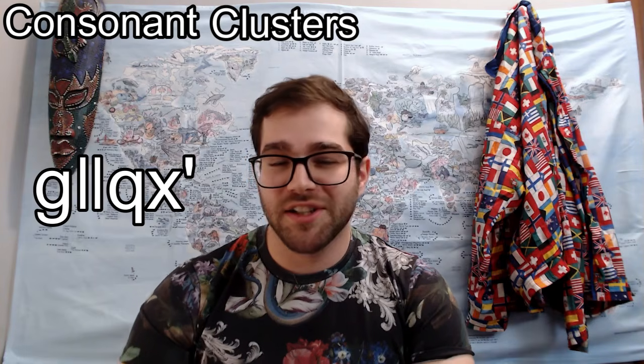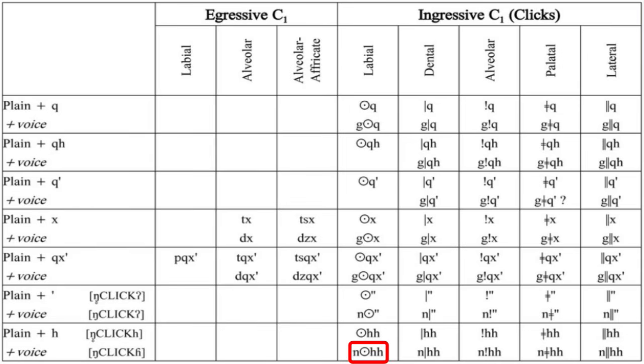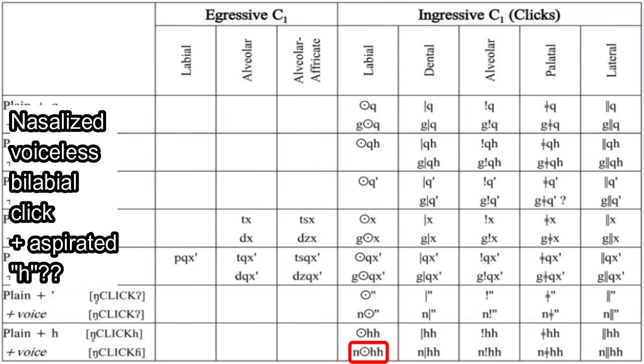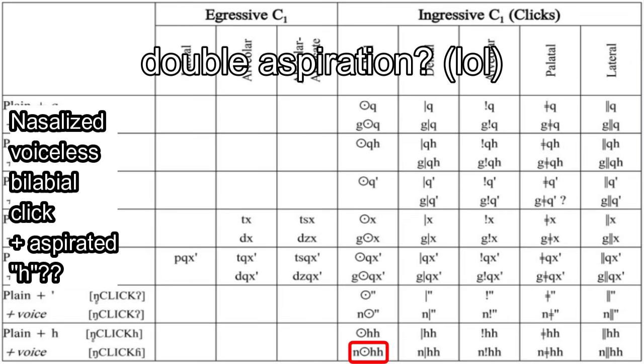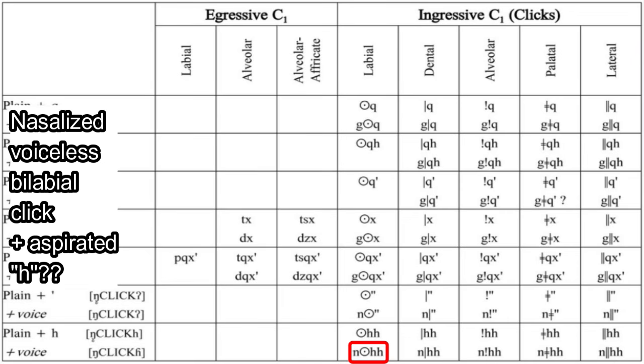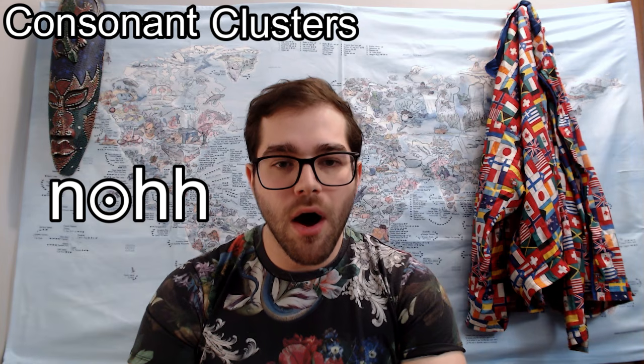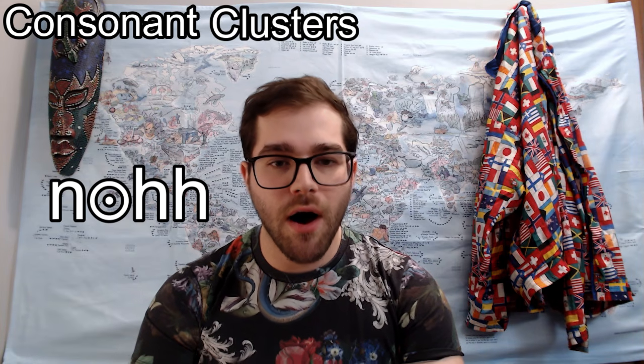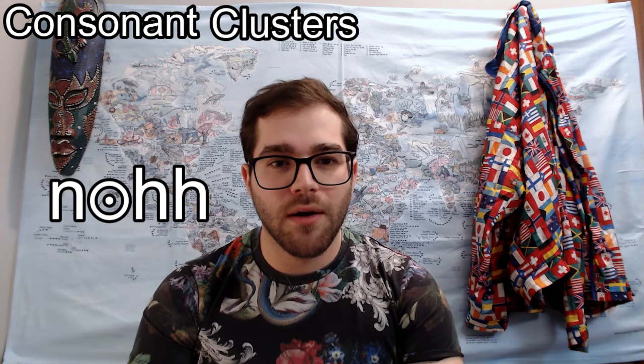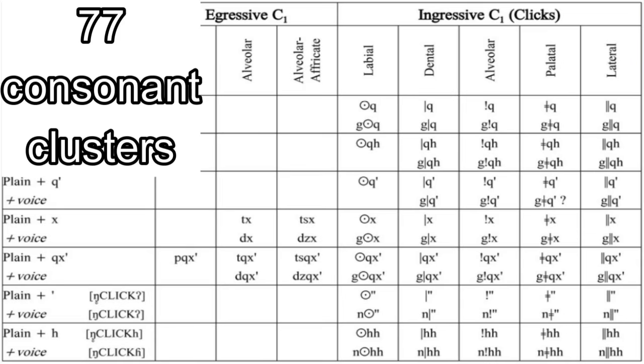My god. Or let's try this one, for example. A nasalized voiceless bilabial click combined with an aspirated H. Is that double aspiration? I don't know. But let's see here. Buh, buh, buh. In any case, there are a total of 77 of them in this chart.